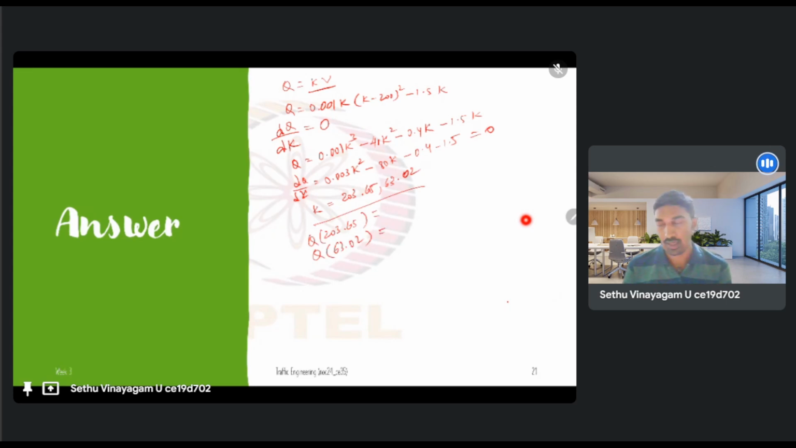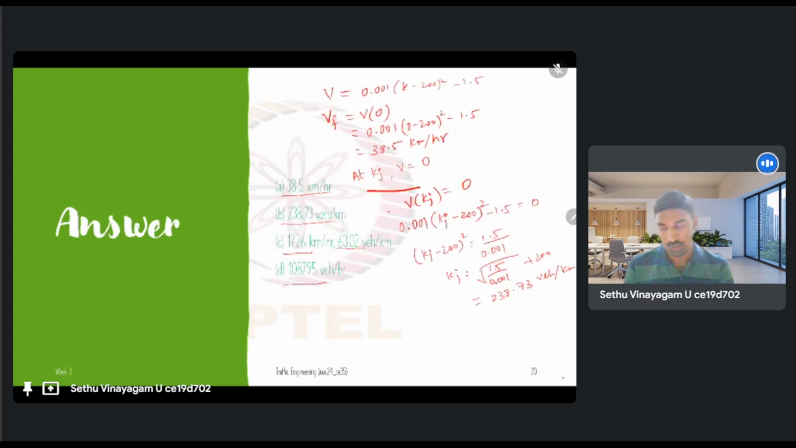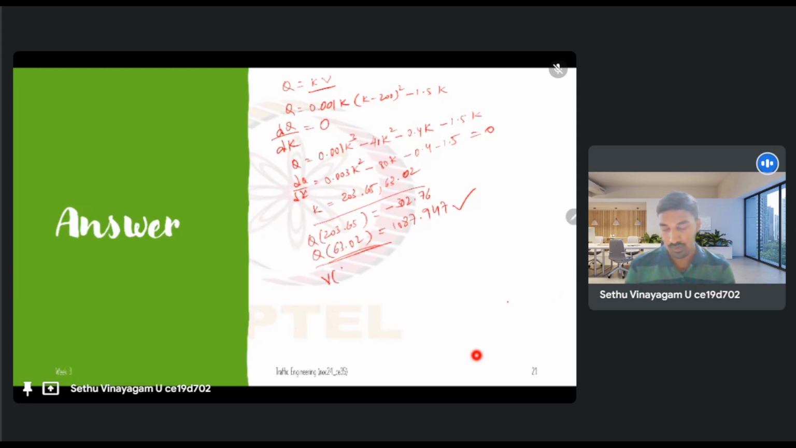If you substitute this back into that equation, what you will find is q at 203 will be minus 302.76, and at 63 it will be 1087.947, right? So this is the density where the flow is maximum. This is the density that you want, 63.02. So that is one of the answers. We also need the speed at this maximum flow, so in the speed density relationship, we have to substitute the density at maximum flow, which is V of 63.02. That is 17.26.